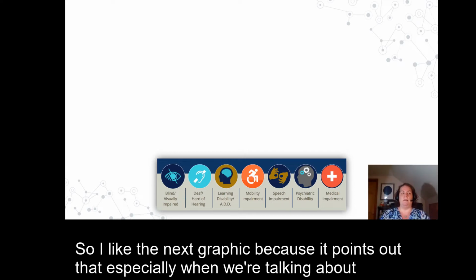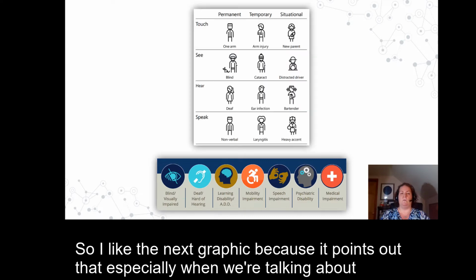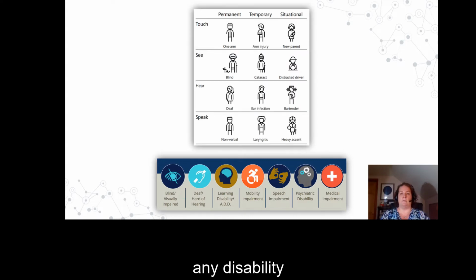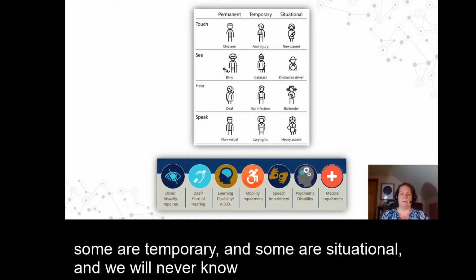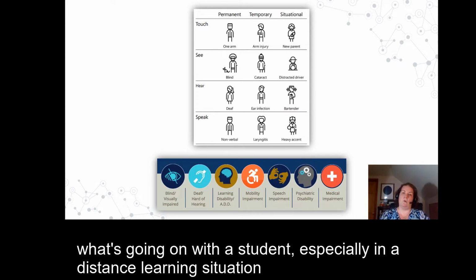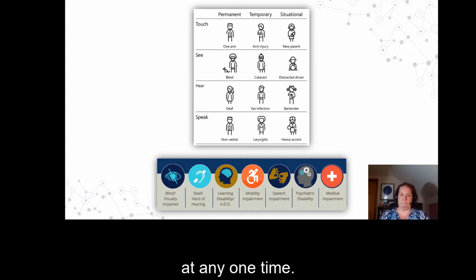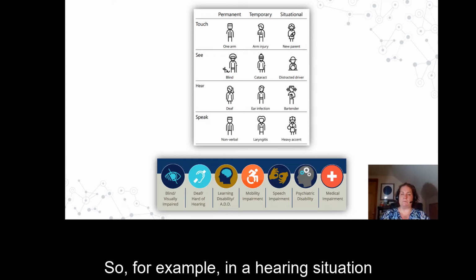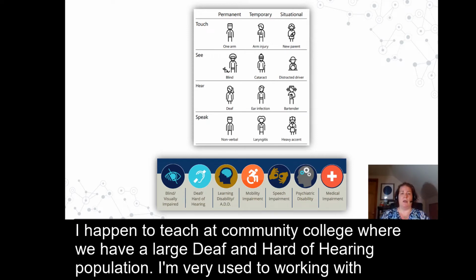So I like the next graphic because it points out that especially when we're talking about any disability, some are permanent, some are temporary, and some are situational. And we will never know what's going on with a student, especially in a distance learning situation, at any one time. So for example, in a hearing situation, I happen to teach at a community college where we have a large deaf and hard of hearing population.